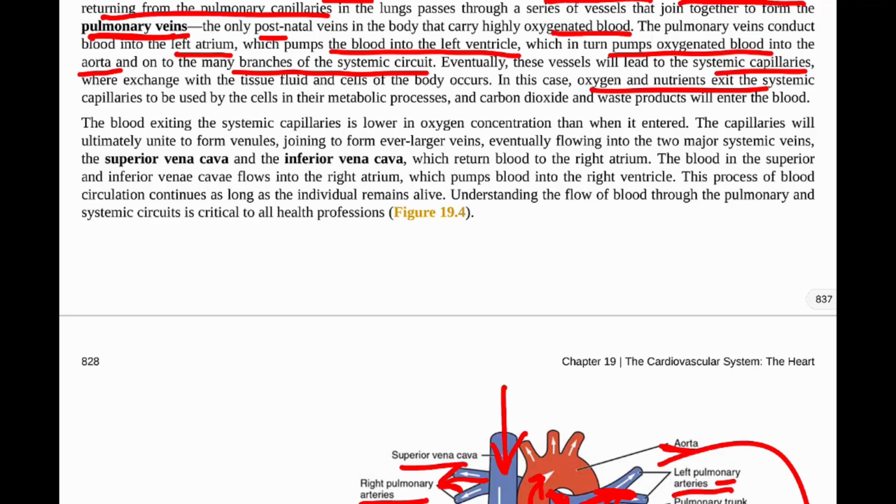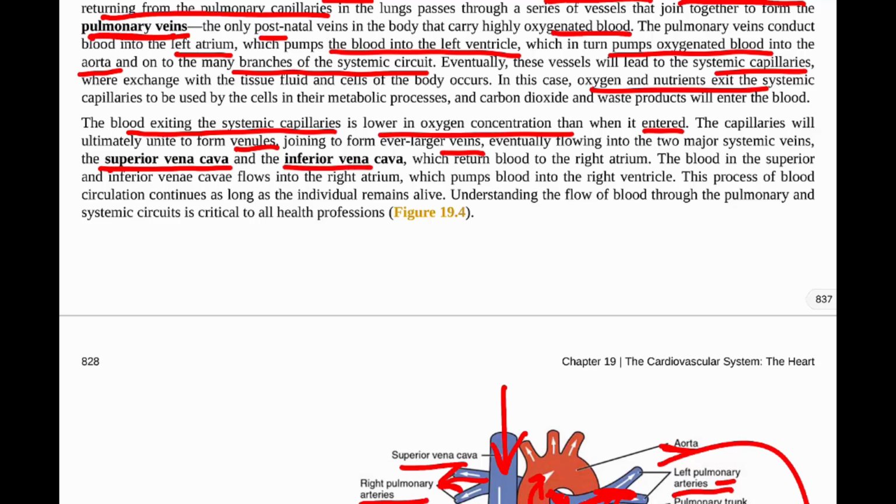All right. So the blood exiting the systemic capillaries is lower in oxygen concentration than when it entered. So the capillaries will ultimately unite to form venules, then veins, and then flowing into the major veins, which are the superior vena cava and the inferior vena cava, that then return blood to the right atrium.